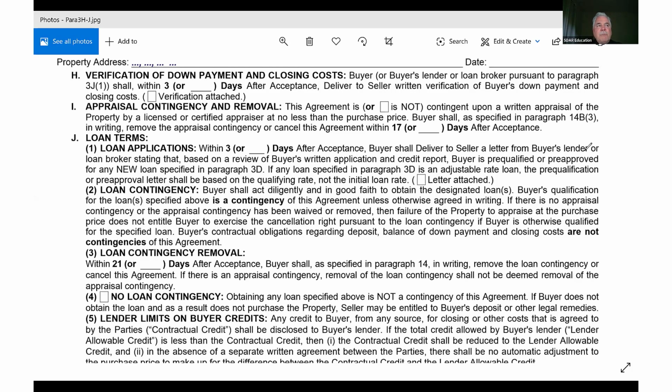So if you haven't had your buyer talk to the lender, then it might be a good time to do that as you're getting started in the transaction, okay? All right, loan contingency, number 2.